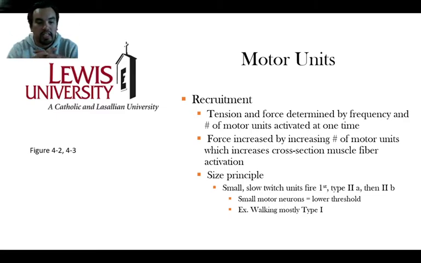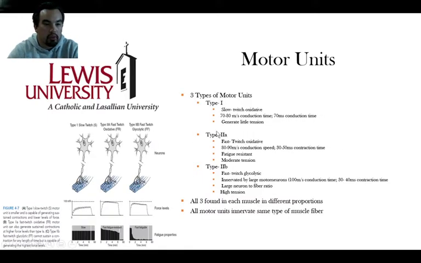And then we have the size principle, which means small, slow twitch units fire first, and then we get type 2A, then type 2B. And that's kind of why, if you look back here, 1, 2A, 2B. All right, 2B is just to give us that over the hill, get it going, because it fatigues quickly. So if I was to use it first, that's not the most effective way.